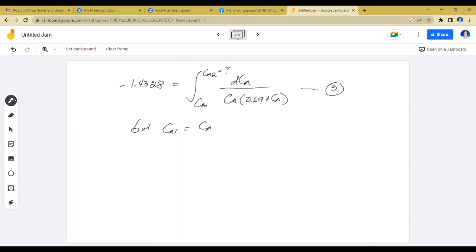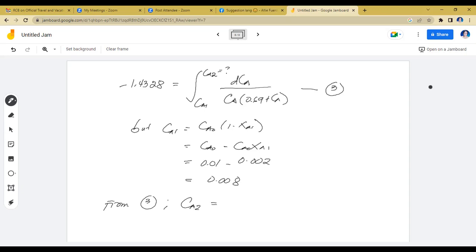Your Ca1 is equal to CaO minus CaO XA1, to be exact. Your CaO is given as 0.01, so we've solved it initially. And CaO XA1 is your CRO XR1, which is 0.002. The amount of A reacted represents the amount of R formed in the back mix reactor. So your Ca1 is 0.008. This is the Ca1 that you're going to place here. From 3, I'll leave the math to you. You'll be able to solve for a Ca2 value, which is 0.003. The unit for this is in mole per liter.